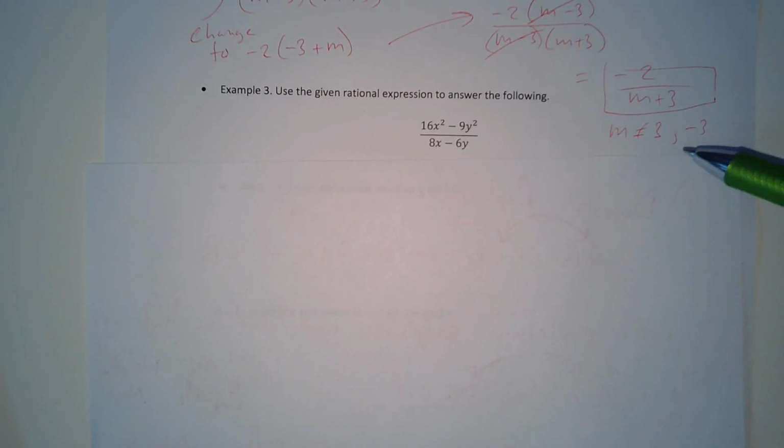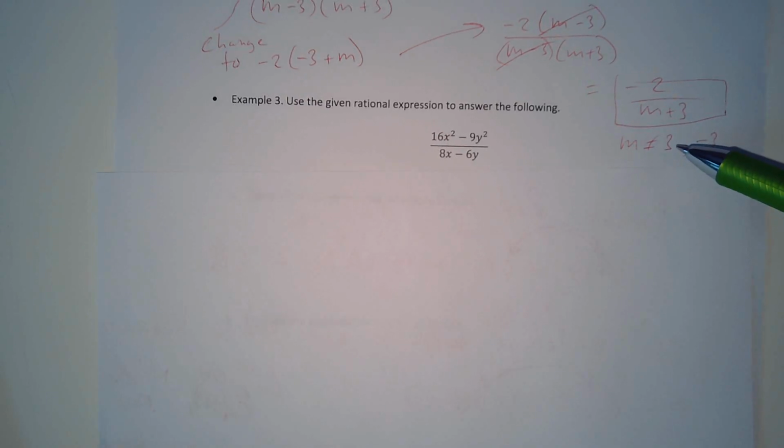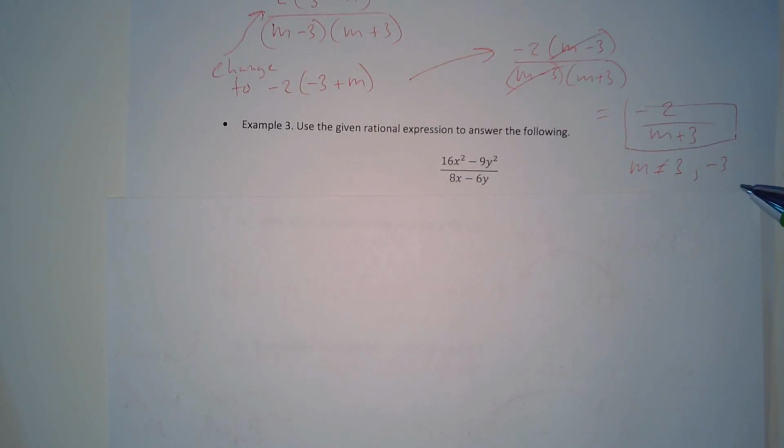And then here's your restriction, right? So m can't equal 3 and negative 3. Again, the 3 is from the thing that you canceled out.